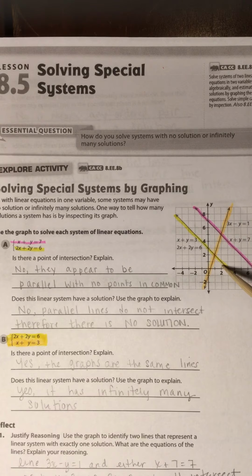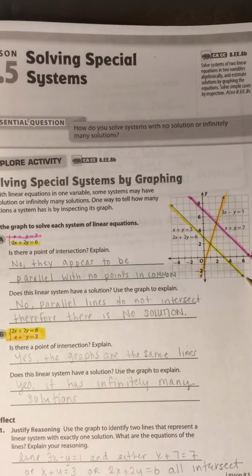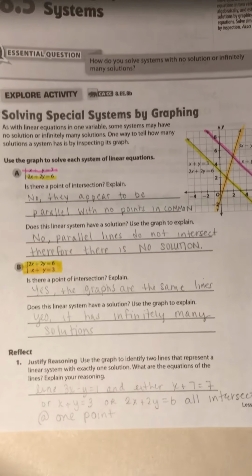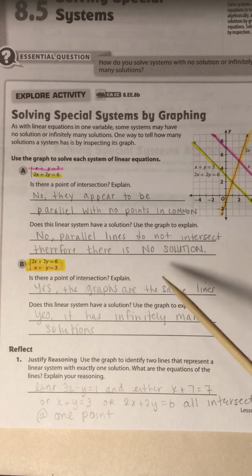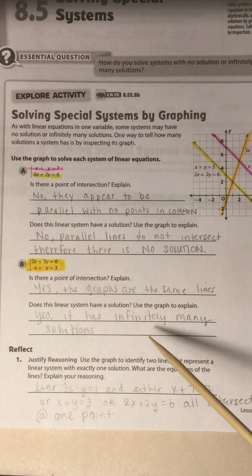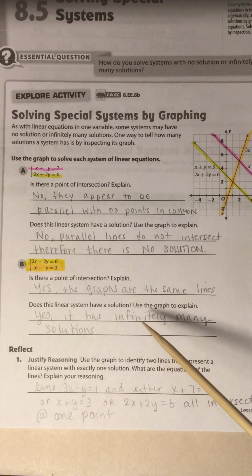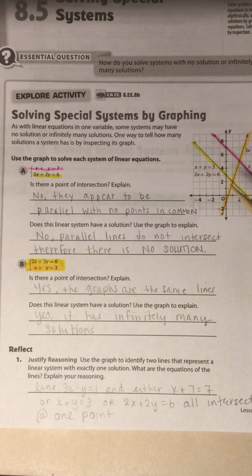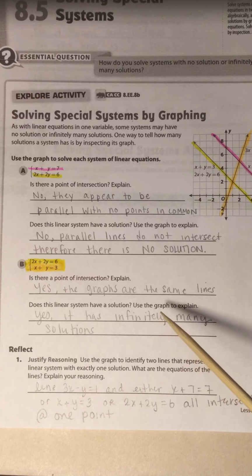yellow line, and also x plus y equals 3, which happens to also be the yellow line. So these are the same line. So is there a point of intersection? Well, in that case, we would say yes, there is a point of intersection. And that's because it is the same line. So not just one point of intersection, but all of the points intersect on that one line. So this has infinitely many solutions.